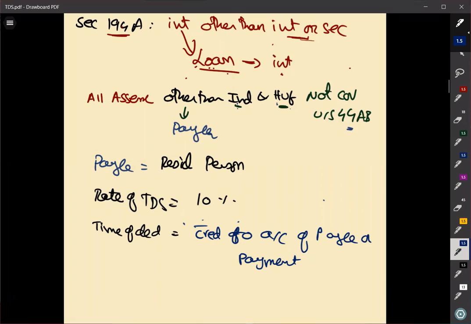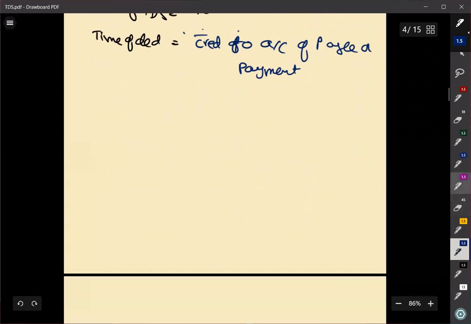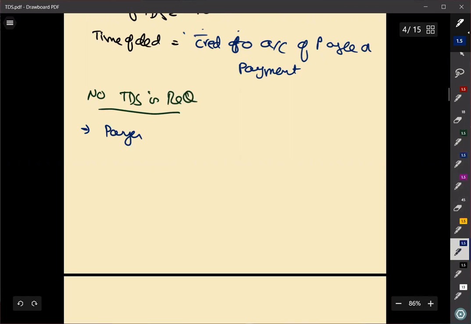Now, exceptions. When TDS is not required to be deducted as a part of your section 194A, that we'll try to discuss. Okay. So now, no need for deduction of TDS. No TDS is required to be deducted in the following cases. Case number 1. Here, the payer is a banking company.